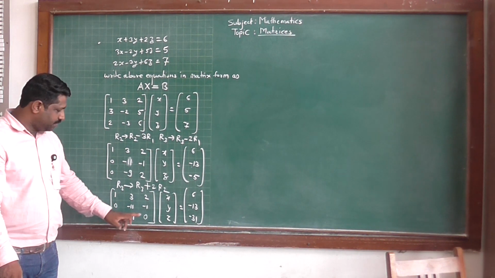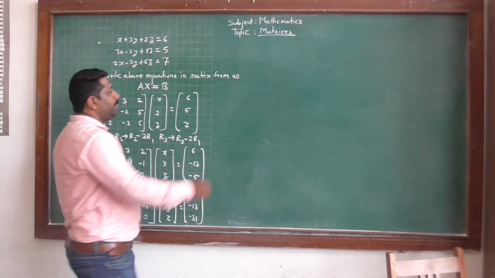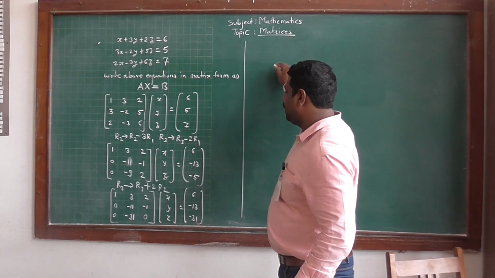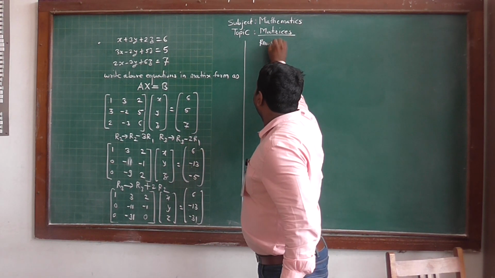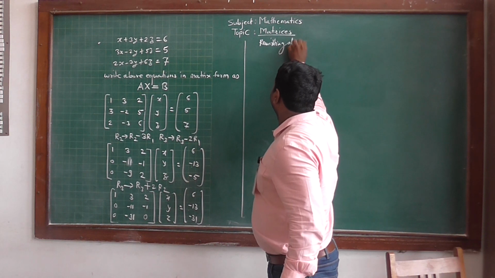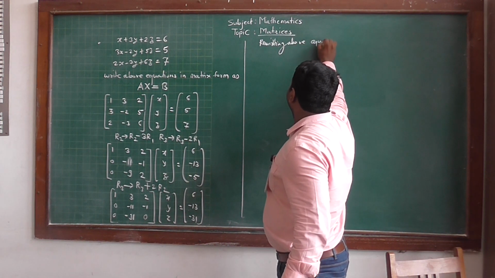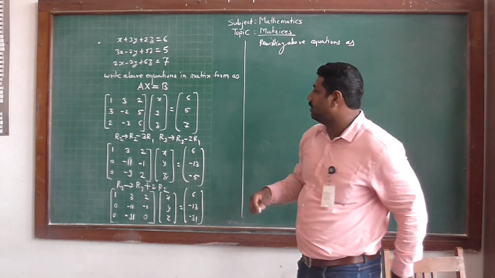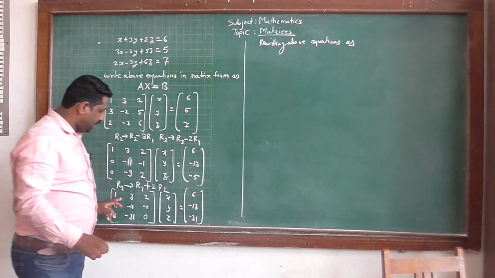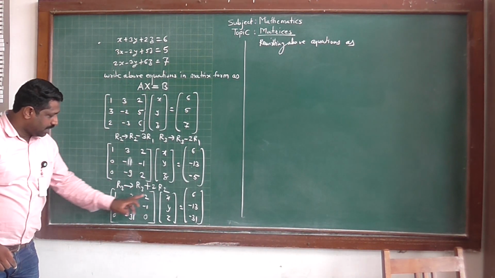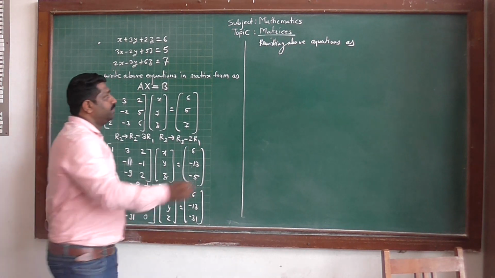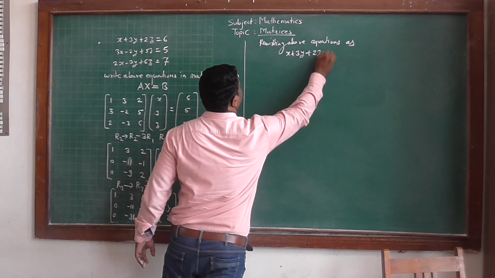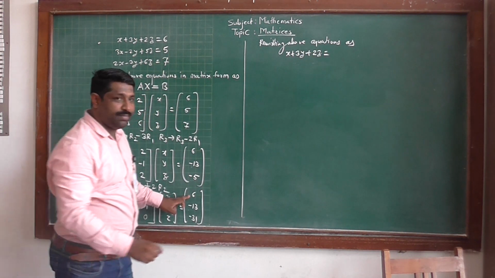So here we got 3 zeros: 2 zeros in the first column and 1 zero in the third column. Now we rewrite this system in equation form. Rewriting the above equations: we take the product of first row, first column, x plus 3y plus 2z. So here x plus 3y plus 2z is equal to the first element, that is 6.